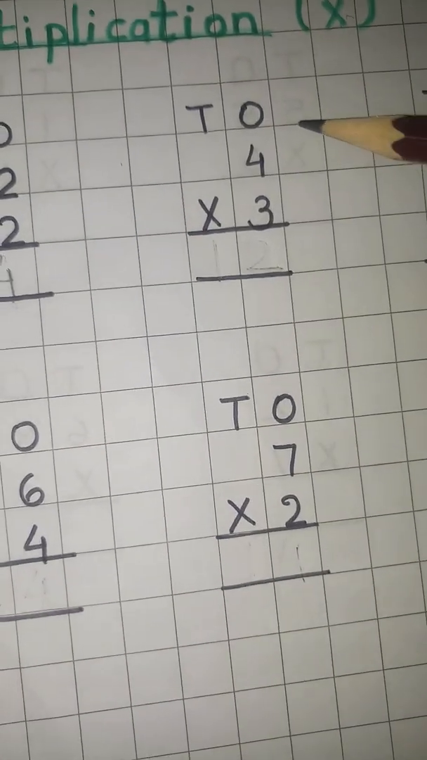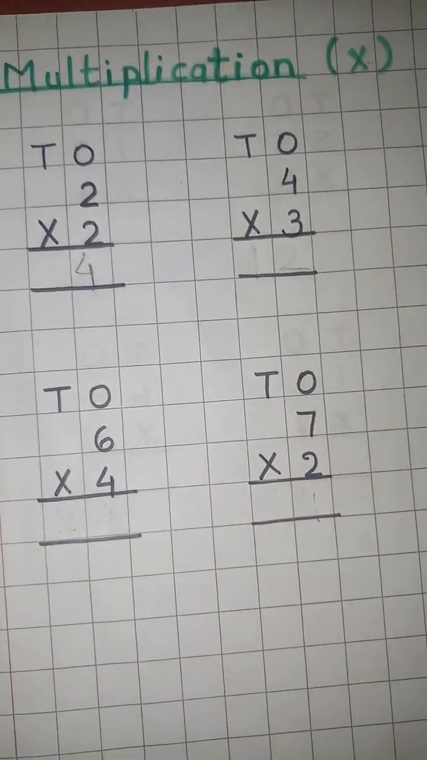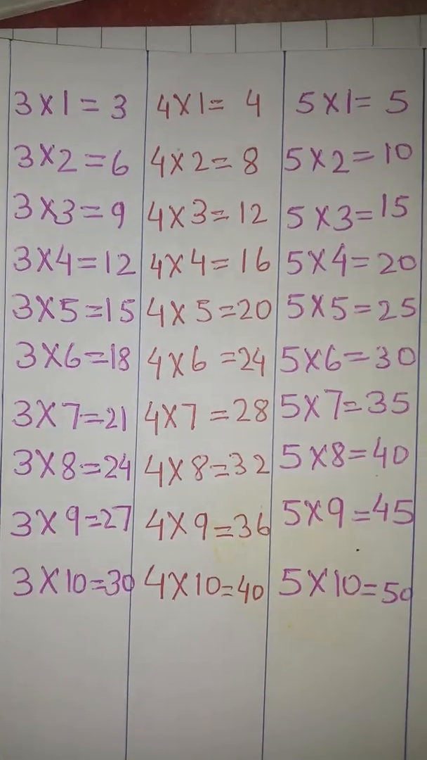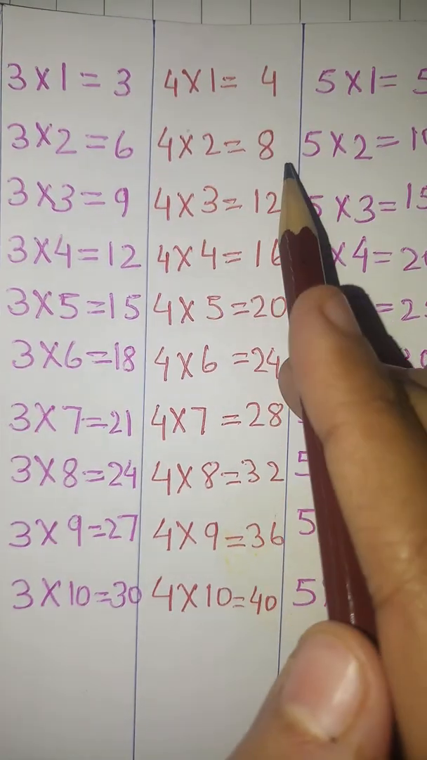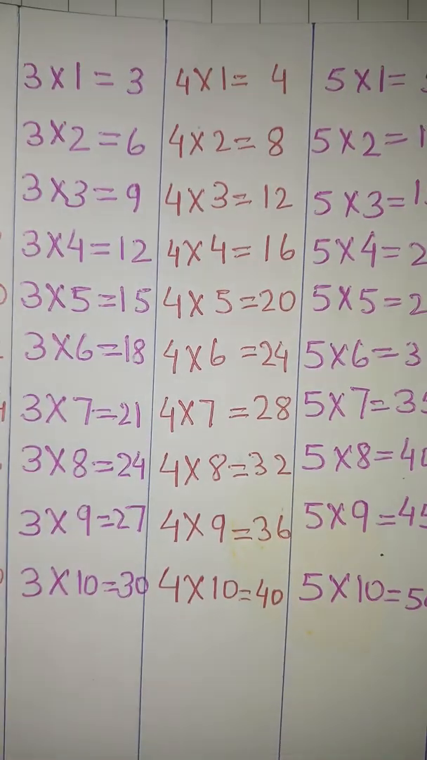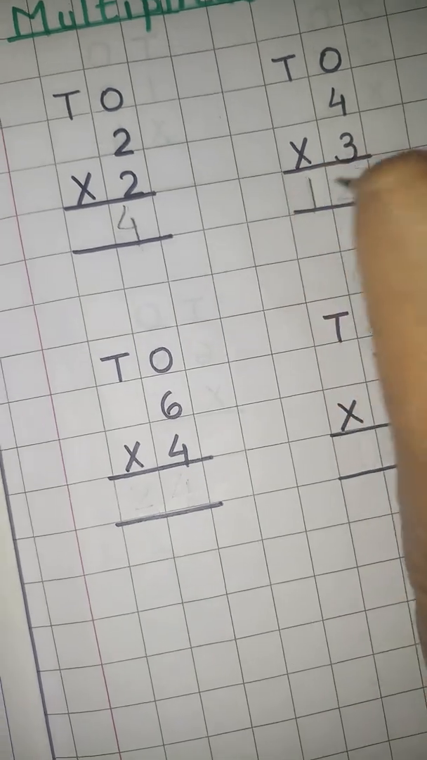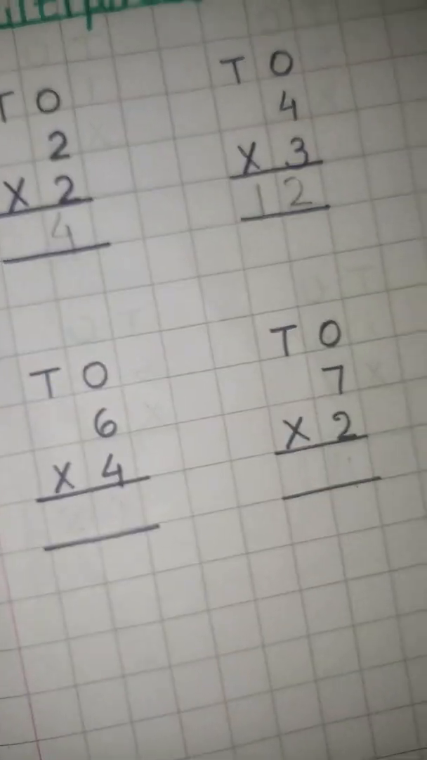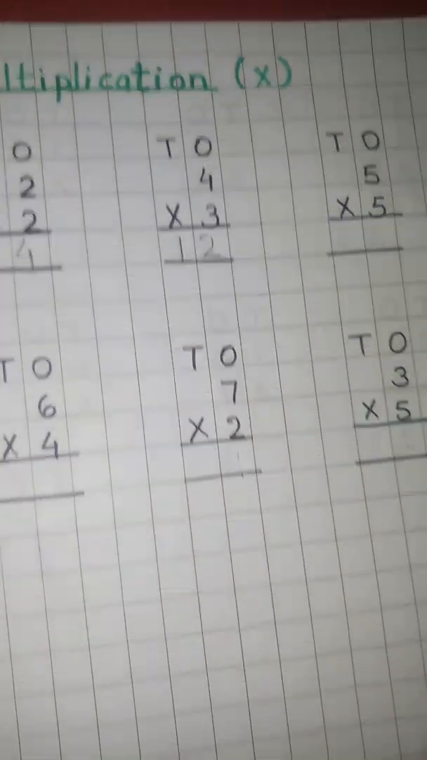Next is 4 into 3. So what will be the answer? Let's see in a table. 4 into 1, 4. 4 into 2, 8. 4 into 3, 12. 4 3s are 12. So what will be the answer? 12.